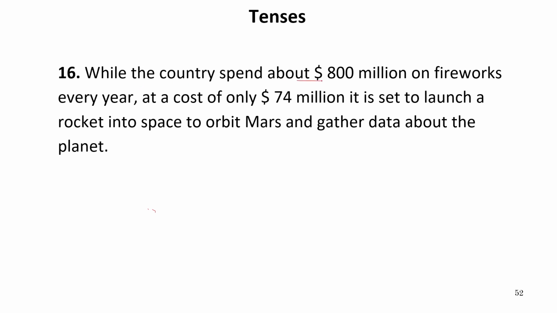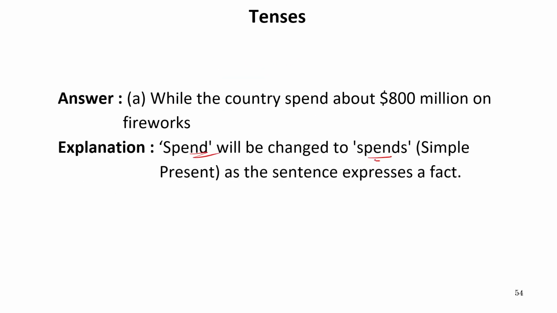Now the next sentence, while the country spent about $800 million on fireworks every year at a cost of only $74 million, it is set to launch a rocket into space to orbit Mars and gather data about the planet. Now it is written the country, which is singular, and spend is plural form of verb, which should be converted into singular. So while the country spends, spend should be replaced with spends. It is in simple present and we need singular verb with singular subject.